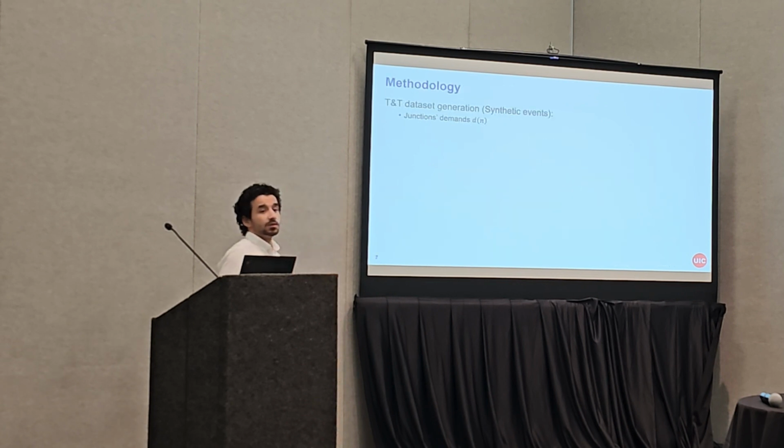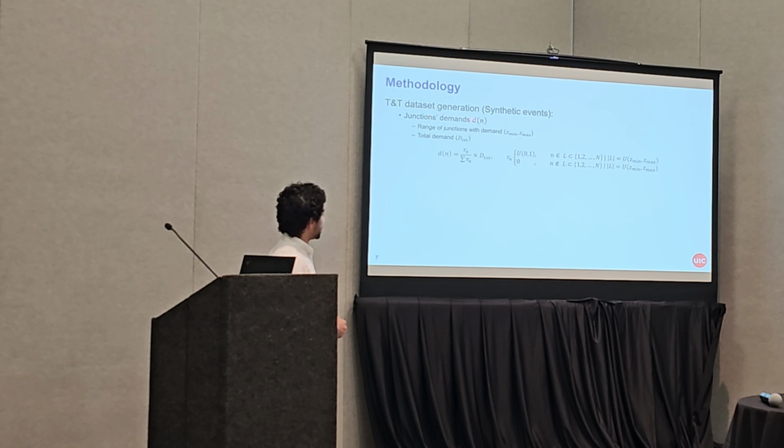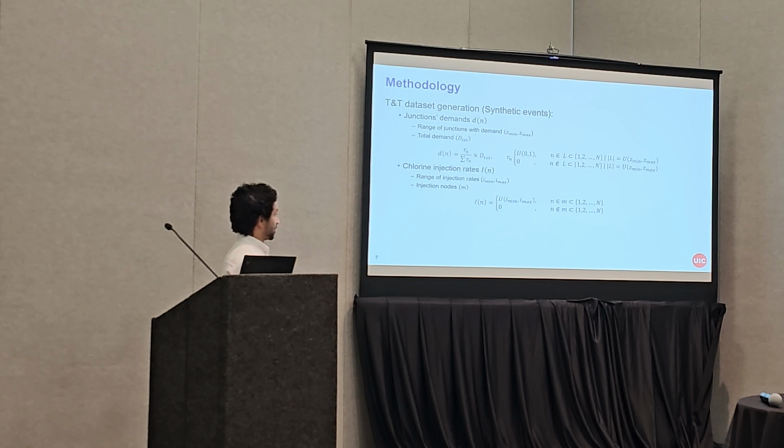So as with any other machine learning model, we need data to train the graph neural network model. So we use synthetic events, and these synthetic events are built by the determination of two variables. The junction demands, which is controlled by user-defined input for the range of demands and the total demand of the network. The other variable is the green injection rate. The user identifies in the model the range of injection rates and also the location of the injection nodes.